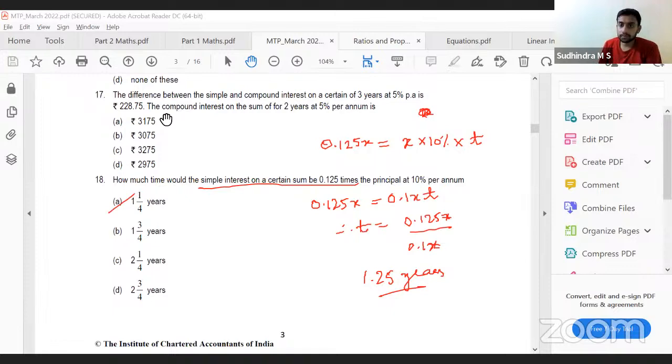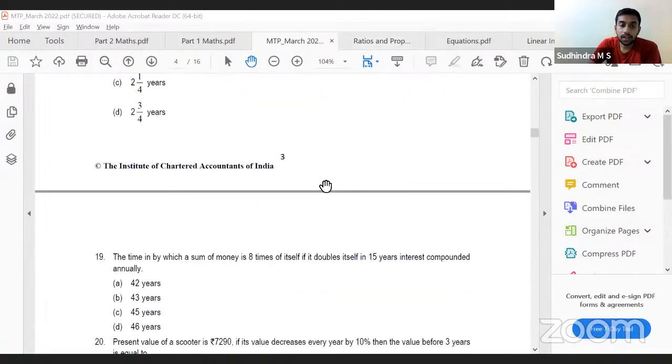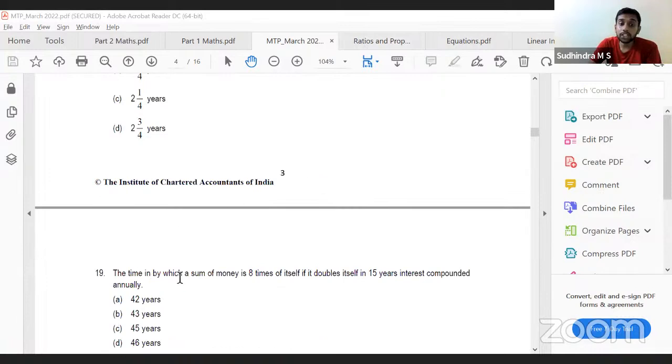Simple. Next question. The time by which a sum of money becomes 8 times itself, if it doubles itself in 15 years, interest compounded annually. So it's not simple interest, it's compound interest. It's a little tricky, and the options are also very near: 42, 43, 45, 46.